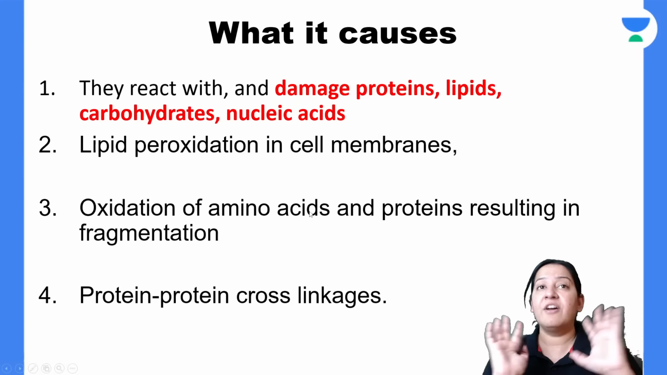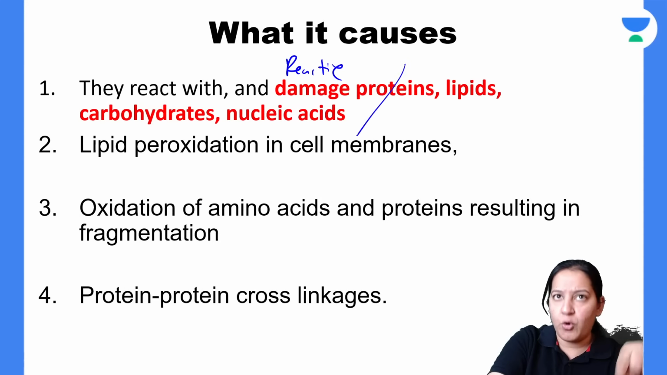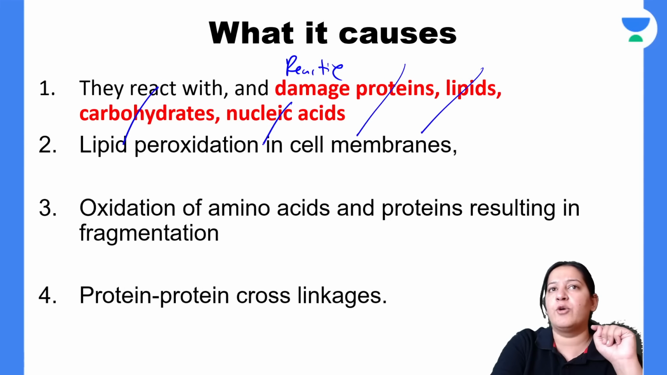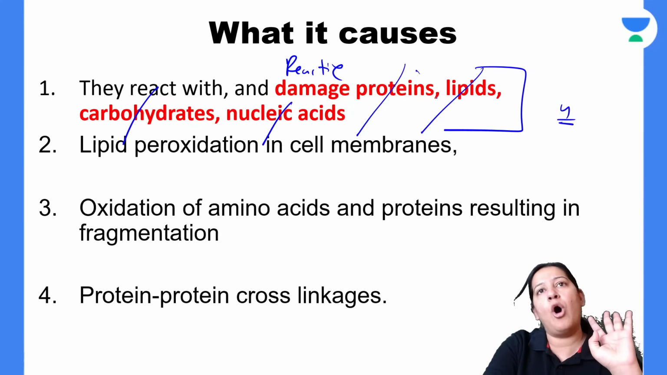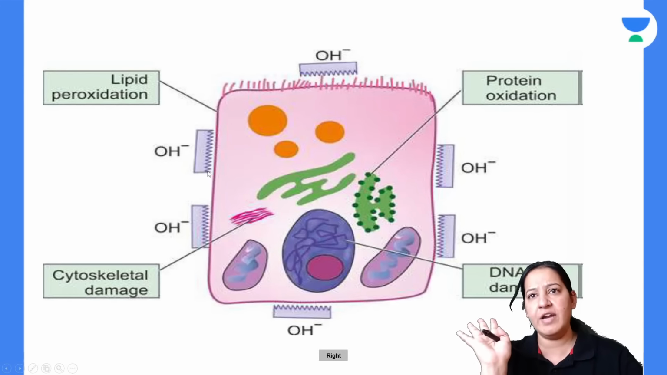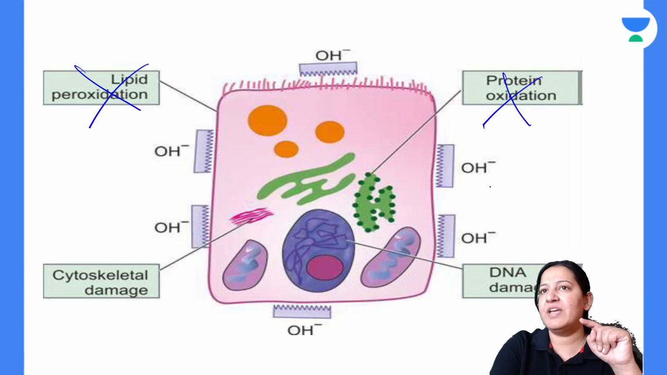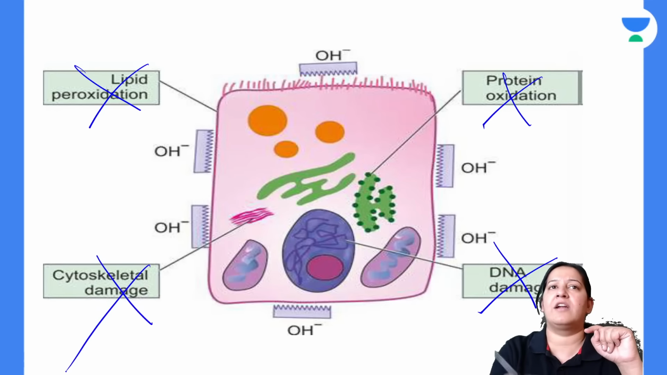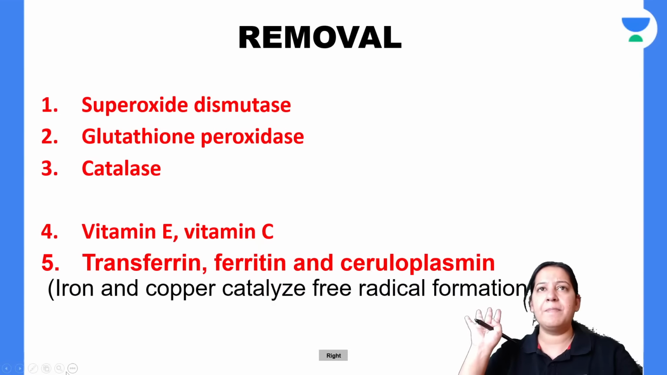What does it cause? The free radicals are very reactive. They damage protein, lipid, carbohydrate and nucleic acid. Cell has only 4 components, right? All 4 are damaged. So the cell is damaged completely. Have you got it? So you can see a cell. There is lipid damage, protein damage, DNA damage, cytoskeletal damage. So these free radicals are causing damage to everything in the cell. Give me a thumbs up.